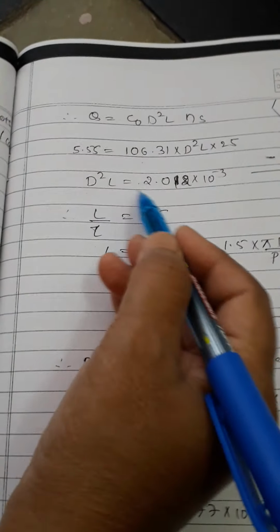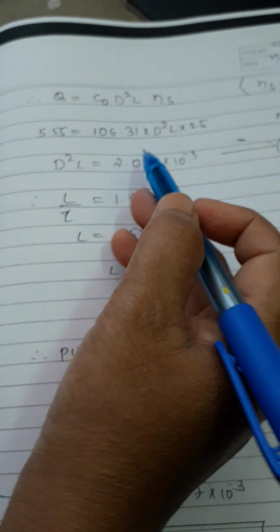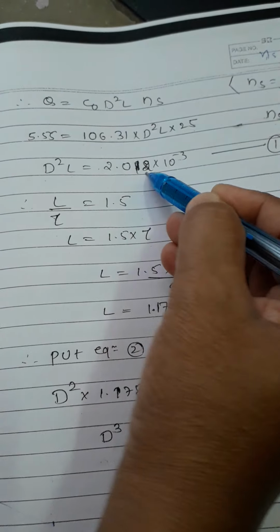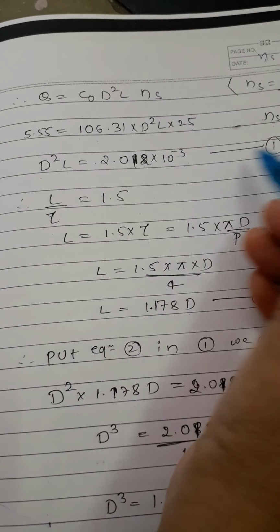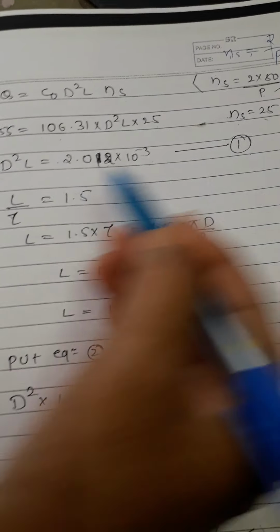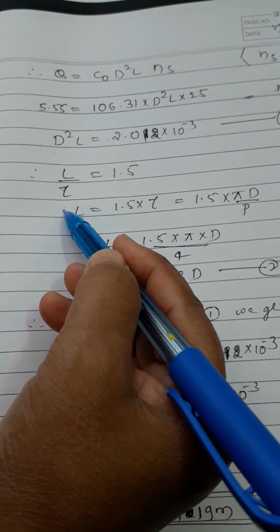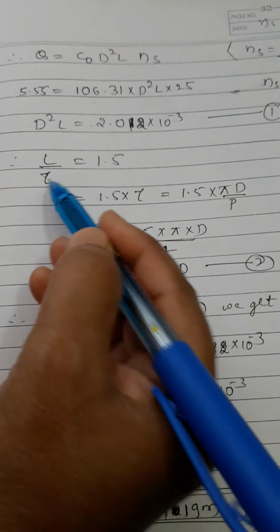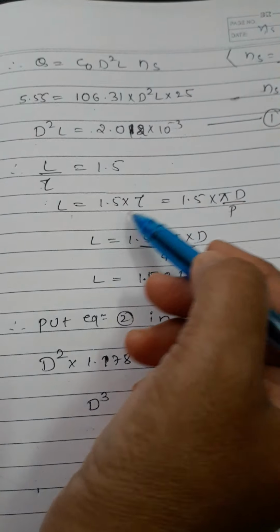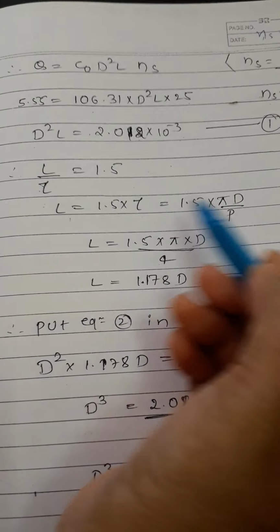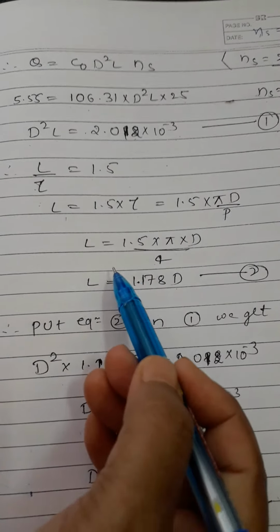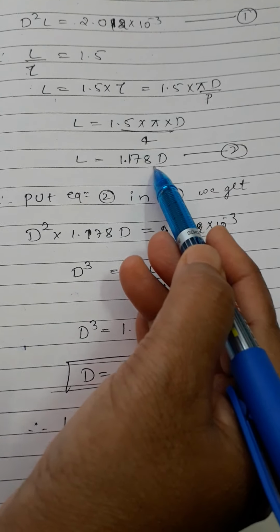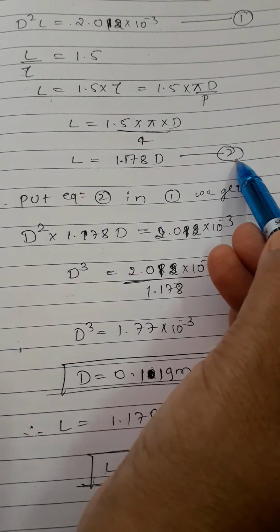Now D square L we got it. After substituting this, we have to find out D square L. D square L we got 2.012 into 10 raised to minus 3, equation 1. Now L by tau is given, so it is nothing but 1.5. So L is nothing but tau, we have to take it to the right hand side, 1.5 tau. Tau is nothing but pi D by P. So L is equal to, we got 1.178 D. See, this is equation 2.